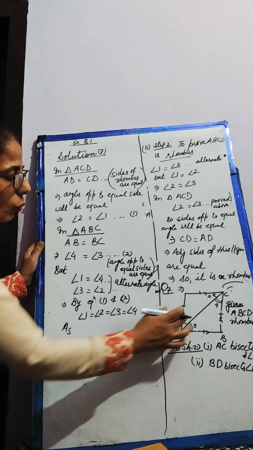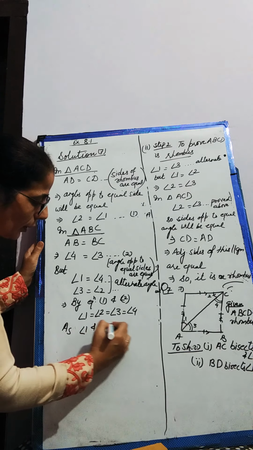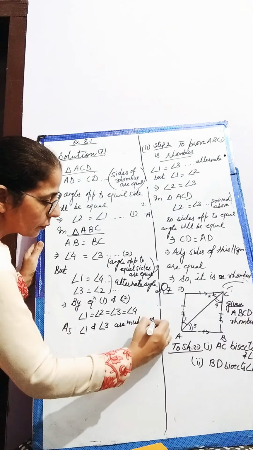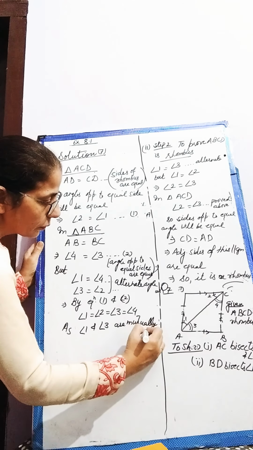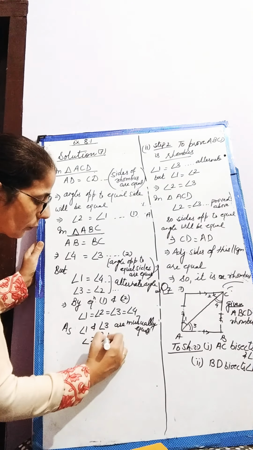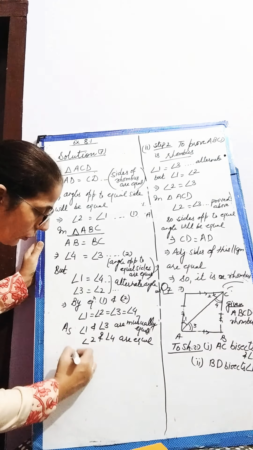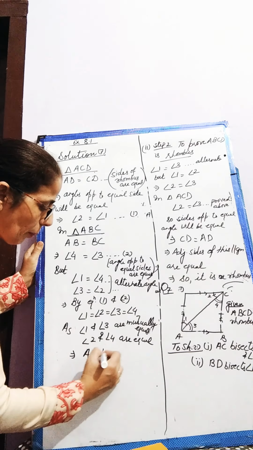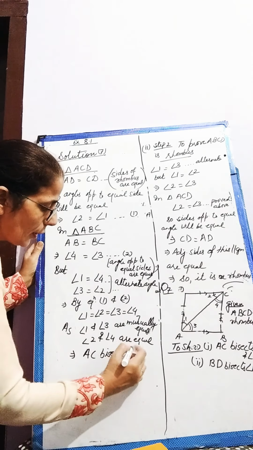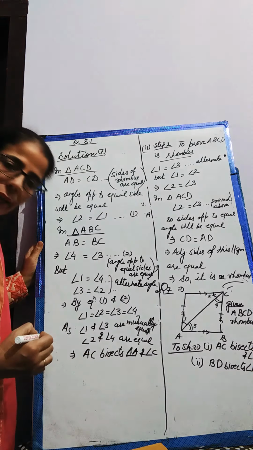As 1 and 3 are mutually equal, 2 and 4 are also equal. Therefore, AC bisects angle A and angle C. That's it.